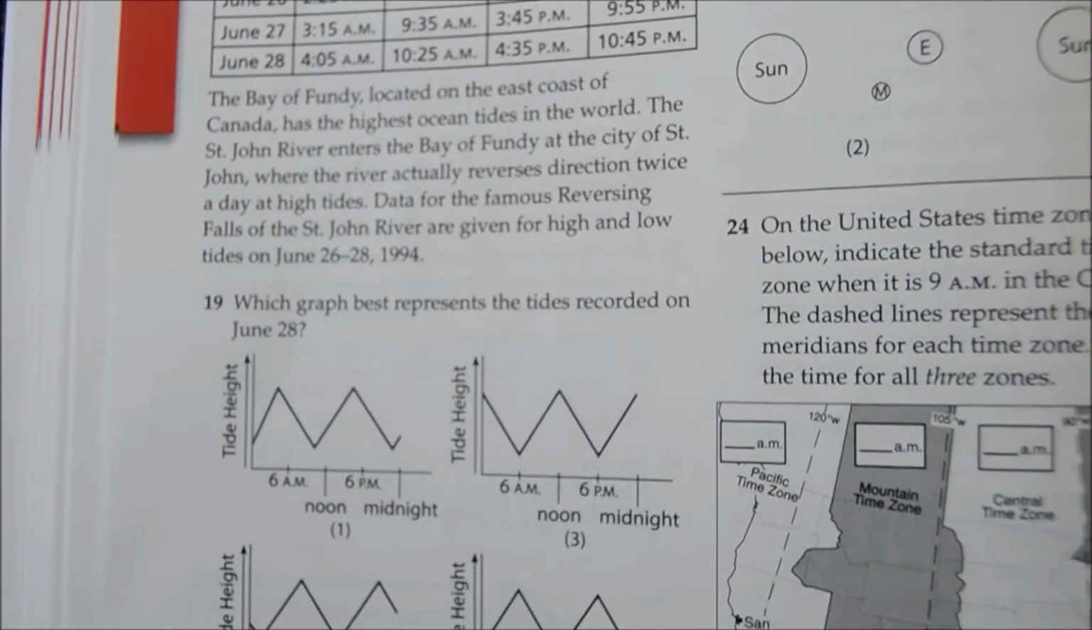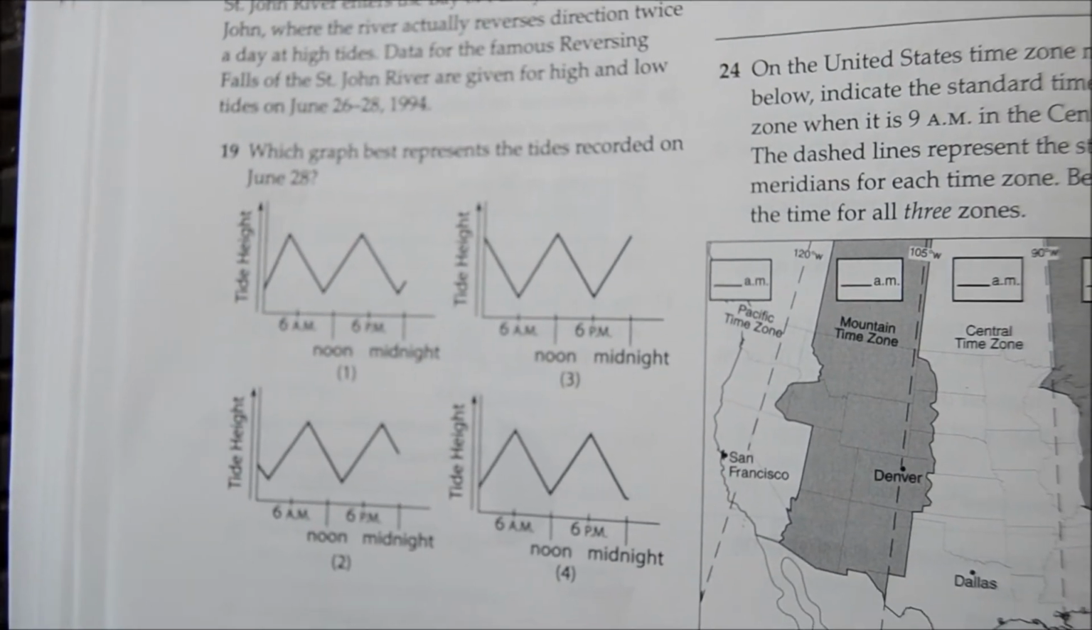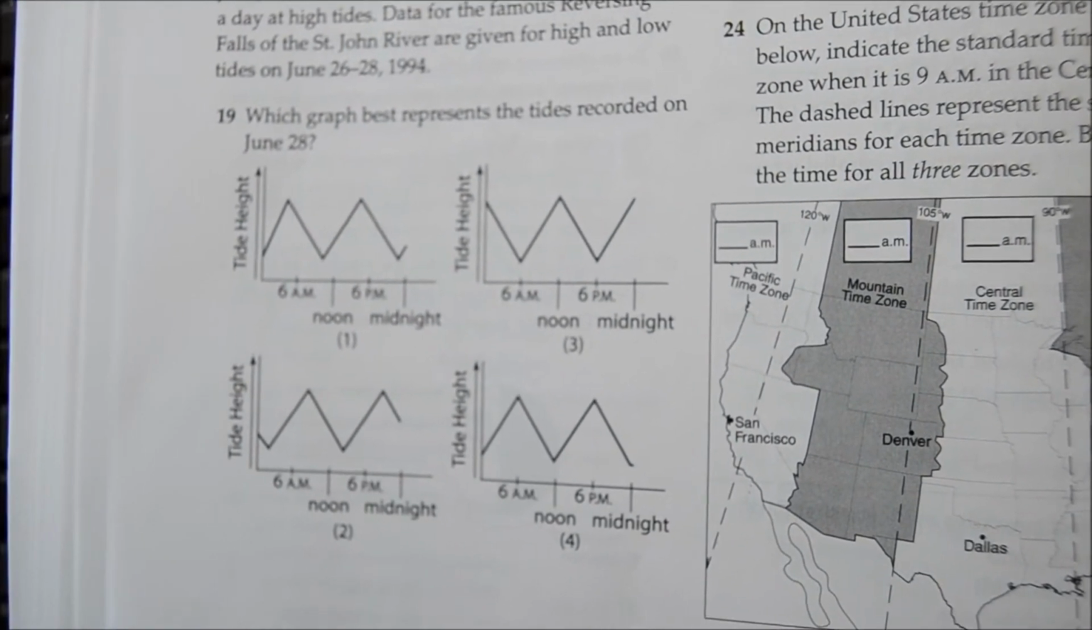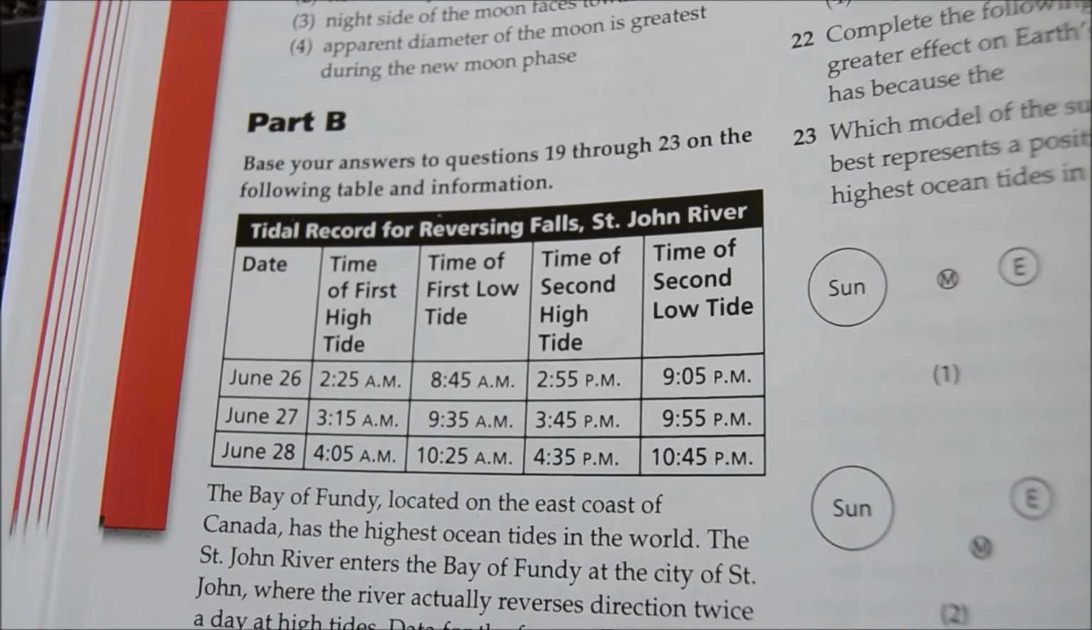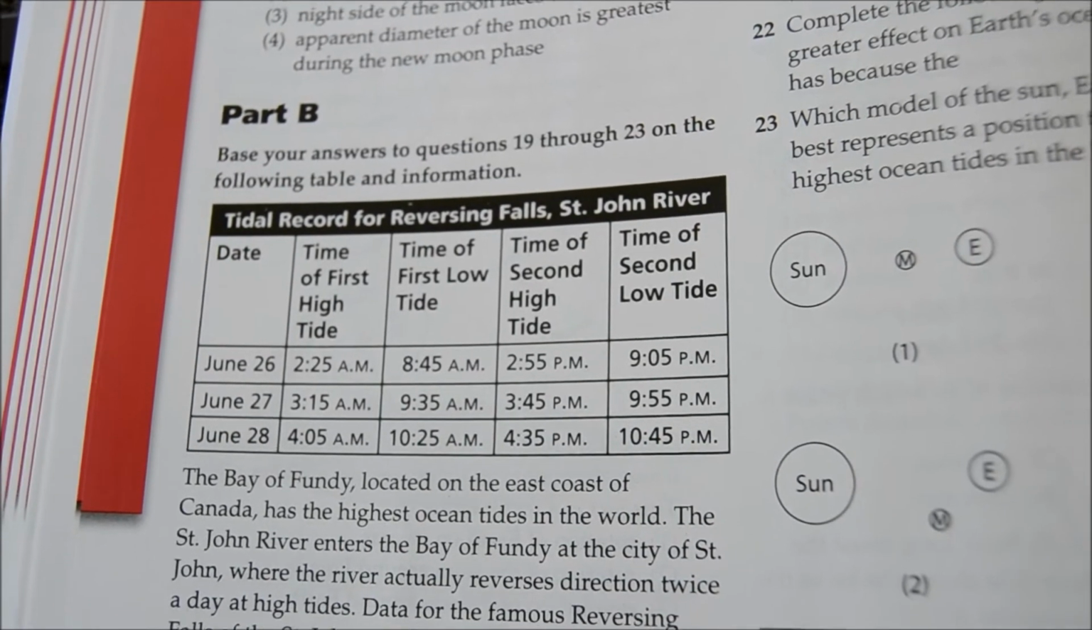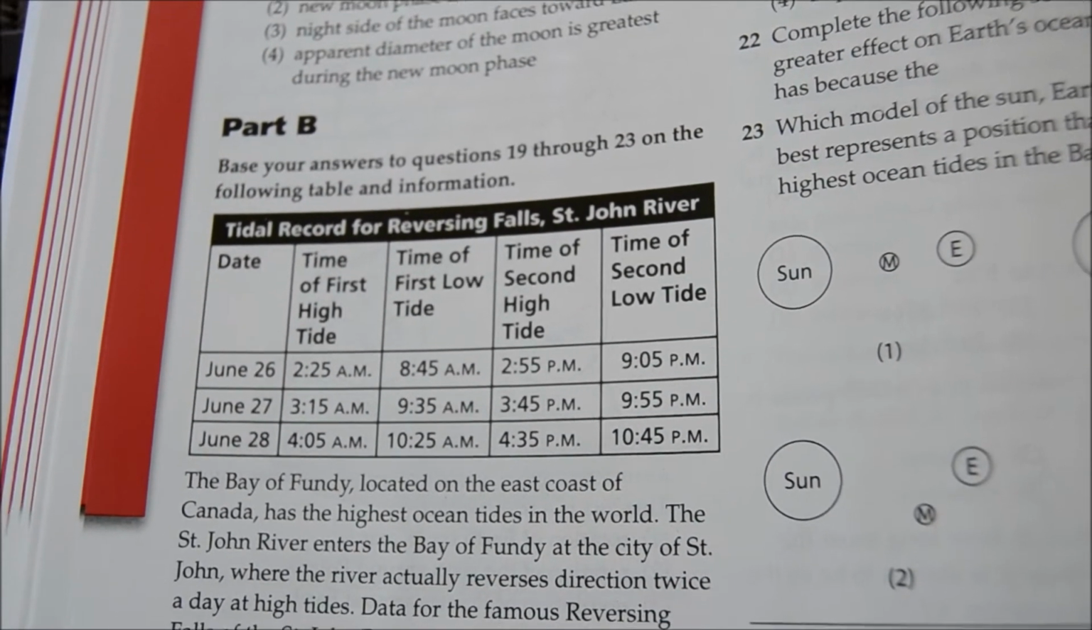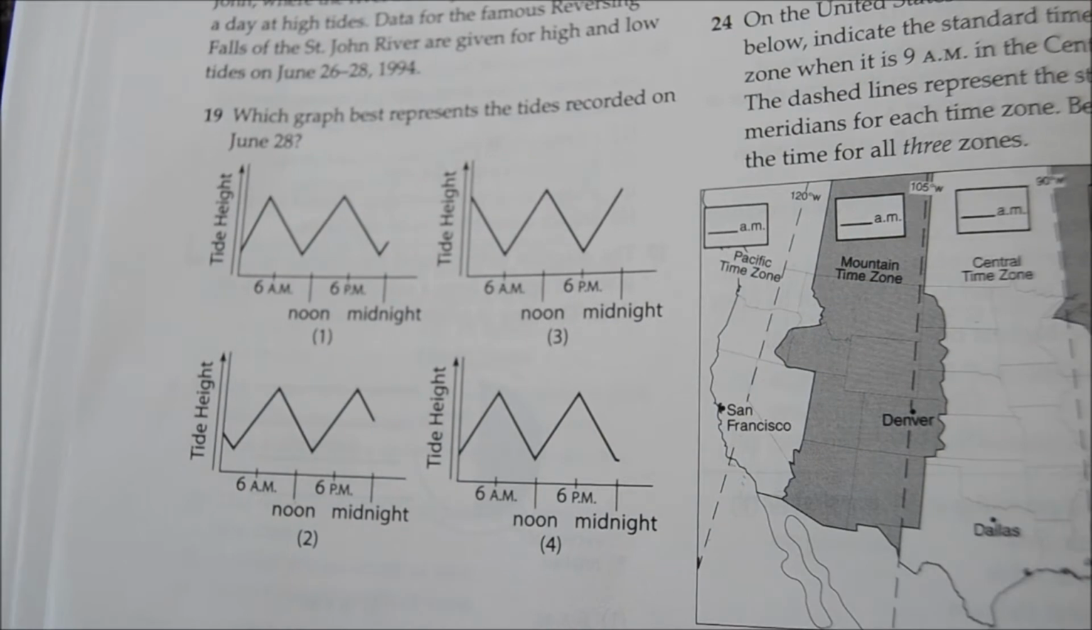Number 19. Which graph best represents the tides recorded on June 28th? So you're looking at what time you have your first high. So you're going to peak up at 4 o'clock in the morning. And your next high tide is about 4:30 in the afternoon. So the one that's going to fit that best is number 1.